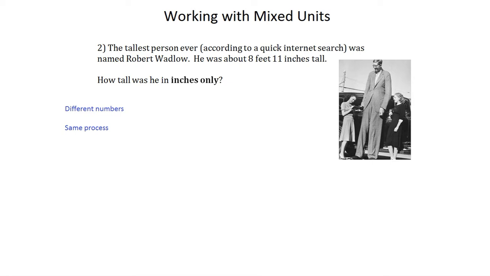We're not going to get 74 as a final answer, we're going to get a different number because we're starting with different numbers. But we have mixed units here. We're starting with feet and inches as a single measurement, and we're asked to change that to inches only. So again, the process will be exactly the same as number 1.